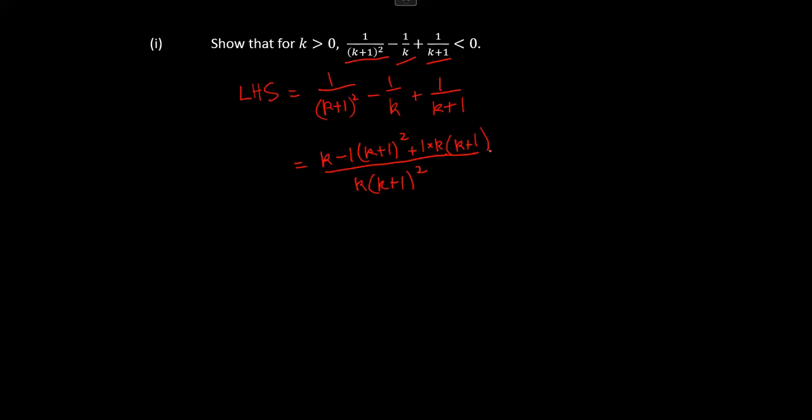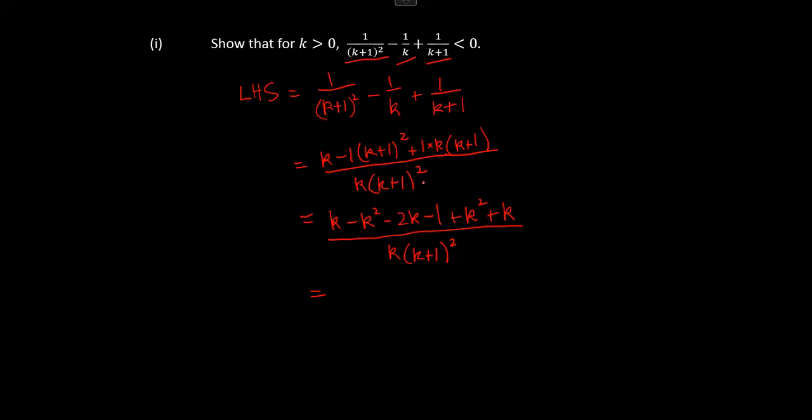So we're going to expand all of that numerator now and hope that we end up with something negative. So when we do that, we get k minus (k squared minus 2k minus 1) plus k squared plus k, all over k times (k plus 1) squared.